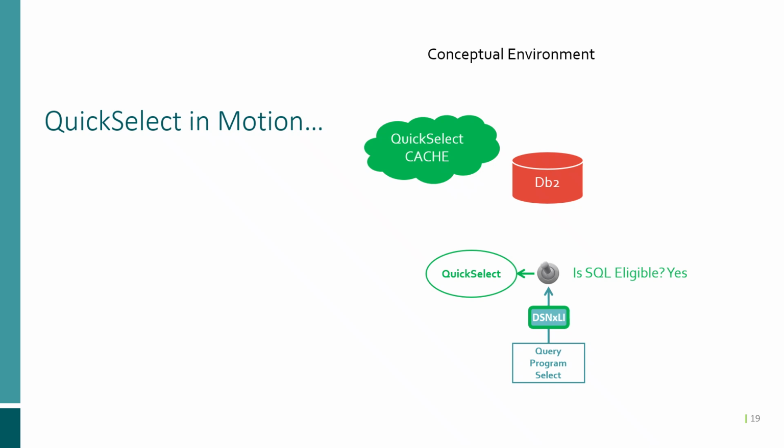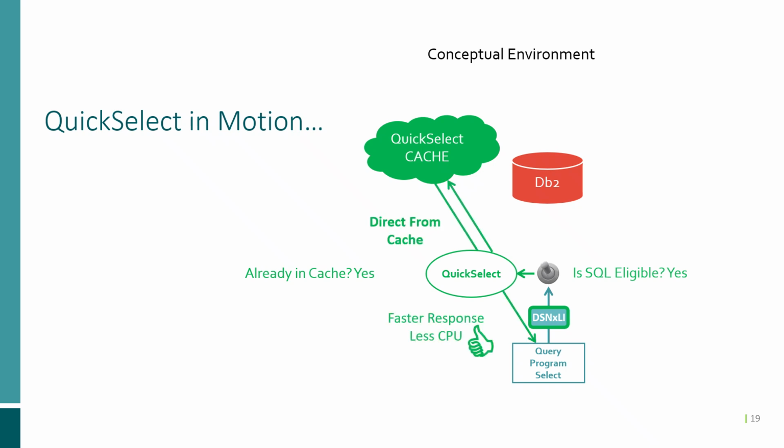If it's eligible for caching, the SQL is passed along to QuickSelect. QuickSelect will then determine whether or not that result set already exists in cache. If it does, the result set is immediately retrieved from cache and passed directly onto the application. If that result set is not in cache, QuickSelect will start to count the number of times it sees that specific result set. When it reaches a threshold number of perhaps 3 repetitions of the same result set, that result set will then be cached for future retrieval.